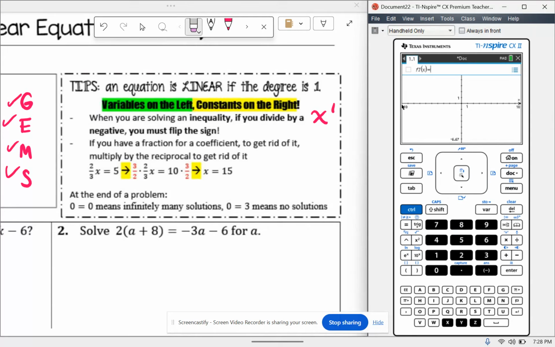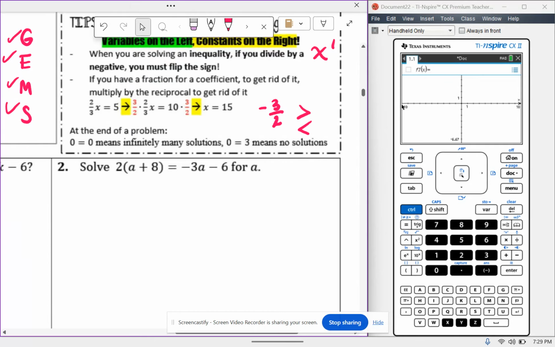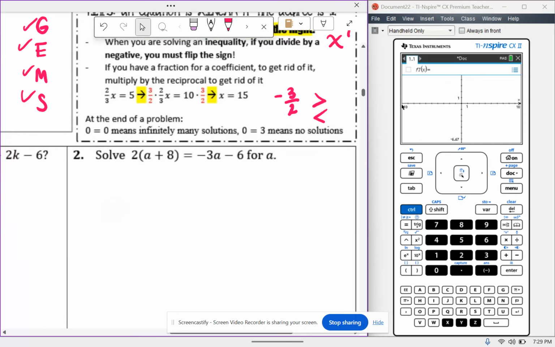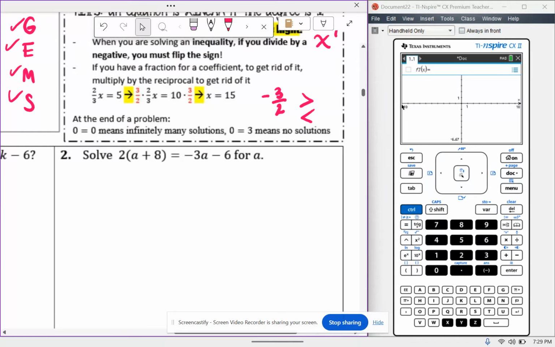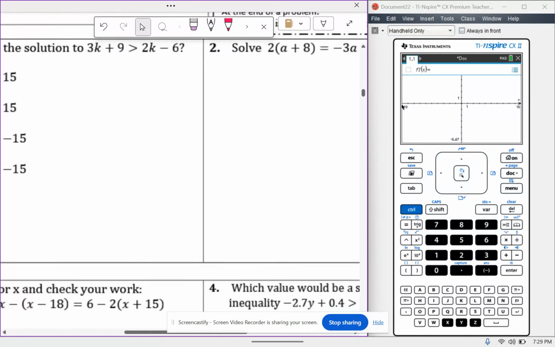So when you are solving an inequality, if you divide by a negative, you must flip the sign. If you have a fraction for a coefficient, to get rid of it, you have to multiply by the reciprocal. Just remember that if you multiply by a negative number, you also have to flip the inequality symbol, okay? So don't forget that too. At the end of a problem, 0 equals 0 means infinitely many solutions. 0 equals 3, or any numbers that don't match, means there's no solutions.